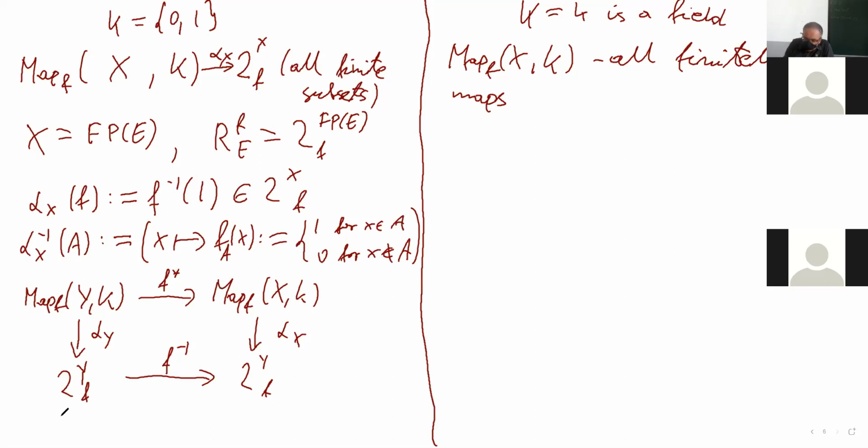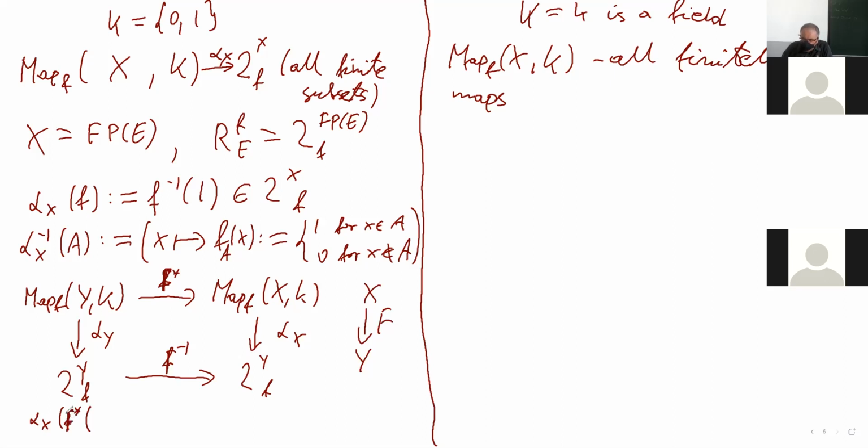So I take some finitely supported function on y. So what is alpha x of f star of... I'm so sorry. I used some confusing notation because I used f for elements of this set of finitely supported maps, and I used the same letter for the map. Sorry, this should be capital F. Let me make it capital F. So f is a map from x to y, capital F. Okay, this shouldn't be confused.